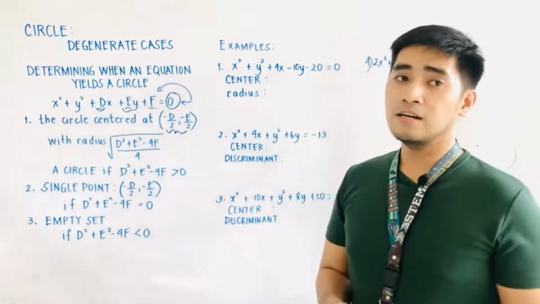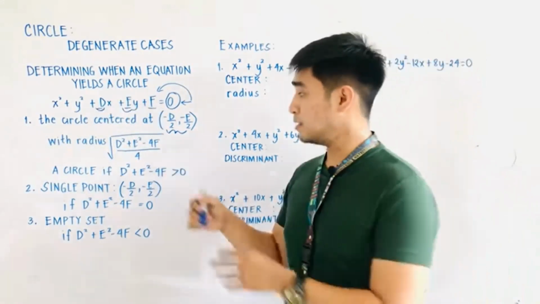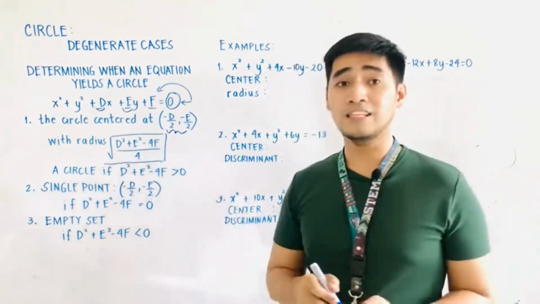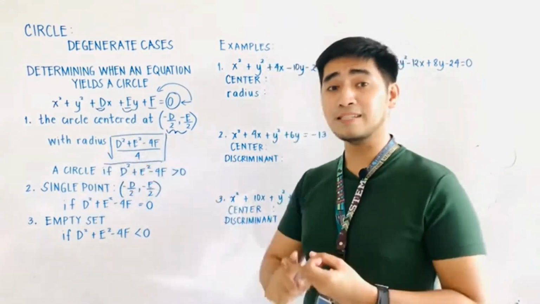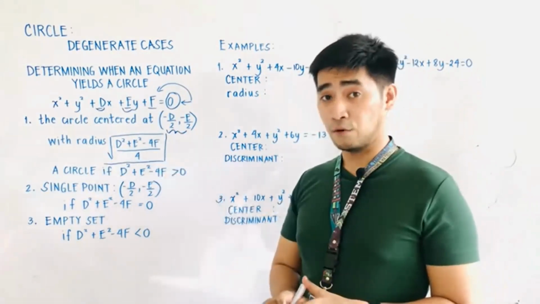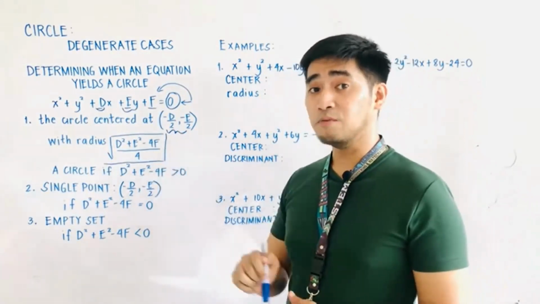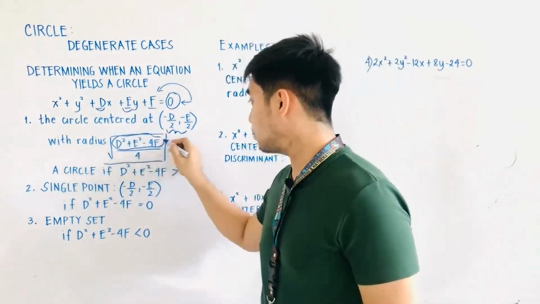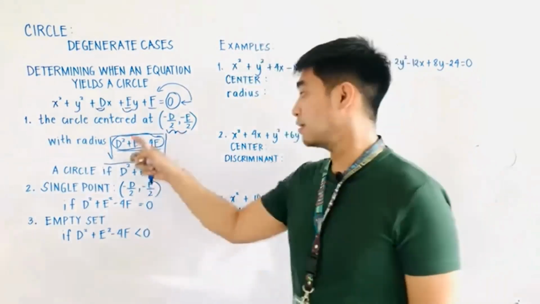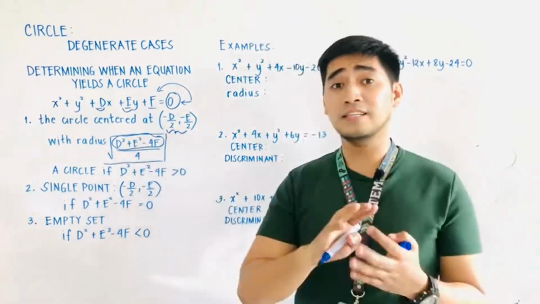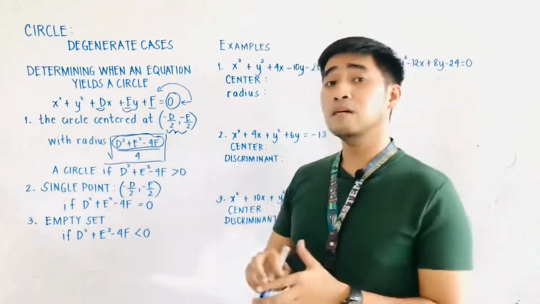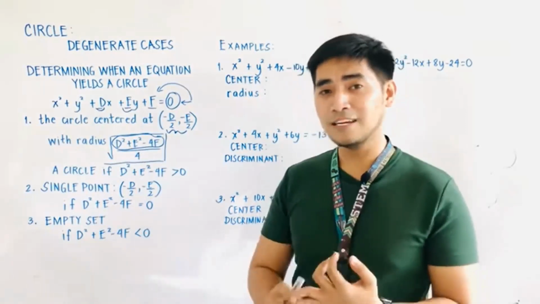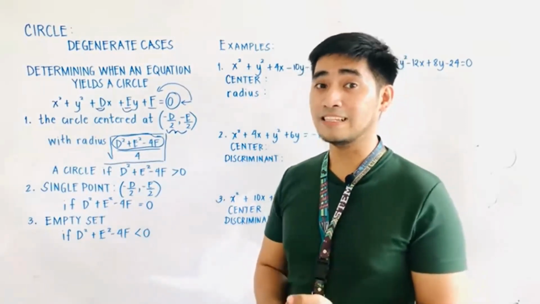Okay, this is the radius now for the circle. We will be getting the radius using this formula: the square root of d squared plus e squared minus 4f, all over 4. So that is the formula in which we could get the radius. But actually, this is the important value for this one, so I'll be calling that the discriminant. Why? Because it will tell us whether the equation becomes a circle, a single point, or an empty set, because that is the numerator.